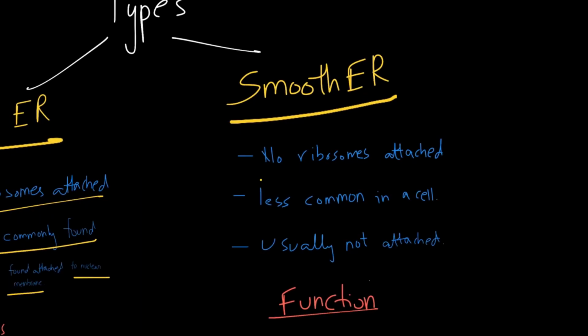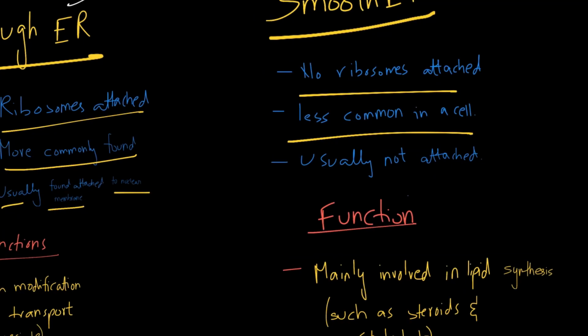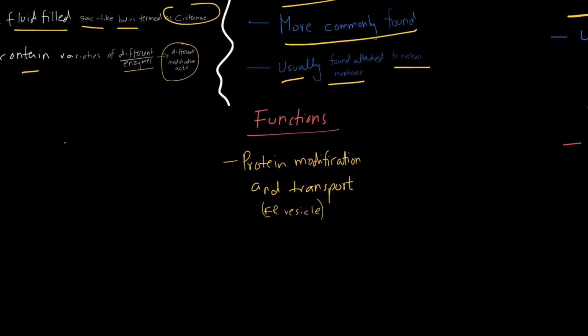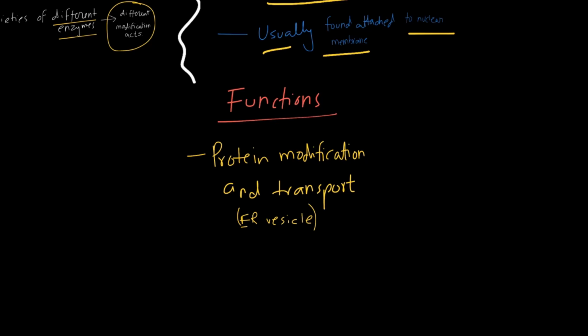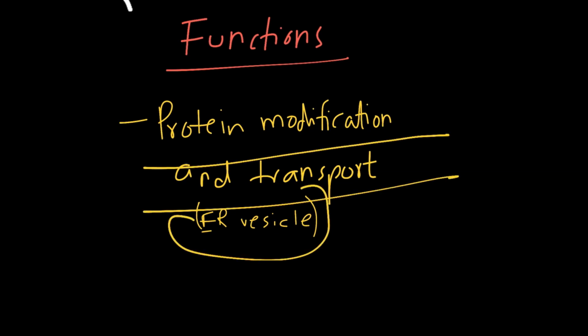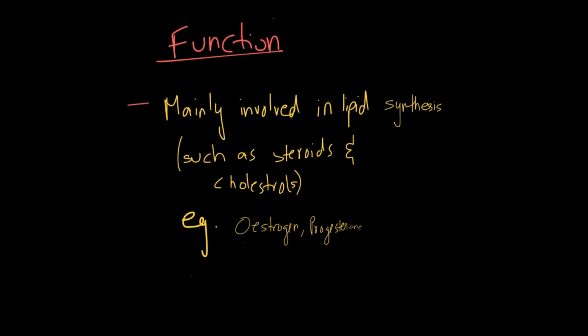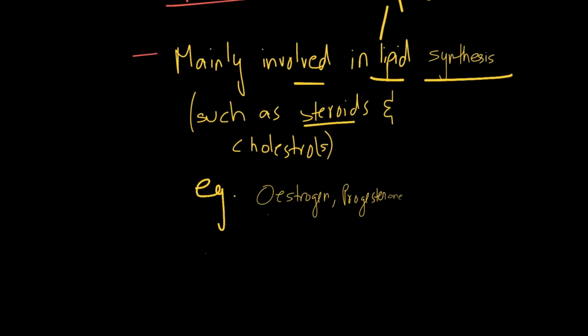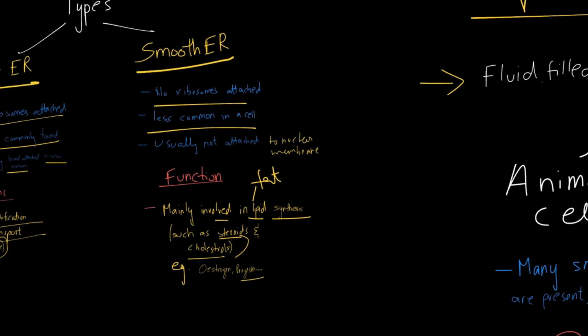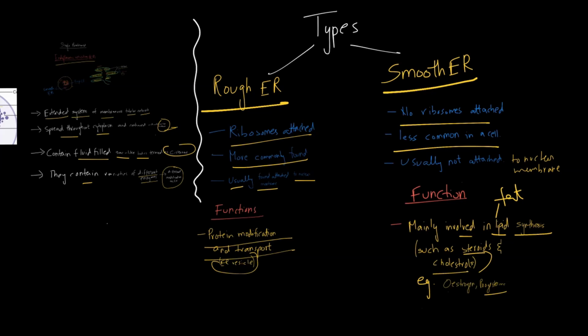The smooth one has no ribosomes, is less common in a cell, and is usually not attached to the nuclear membrane, right? Usually not attached. Now the difference in functions. The function of rough endoplasmic reticulum, as I stated initially in the introduction to the cell structure chapter, is that it is involved in protein modification and transport in terms of ER vesicles. And the smooth endoplasmic reticulum is involved in lipid synthesis. Lipid meaning fat. So this is involved in protein, and this is involved in lipids, such as steroids and cholesterols, like estrogen, progesterone, etc. So this is what concludes endoplasmic reticulum as an organelle.